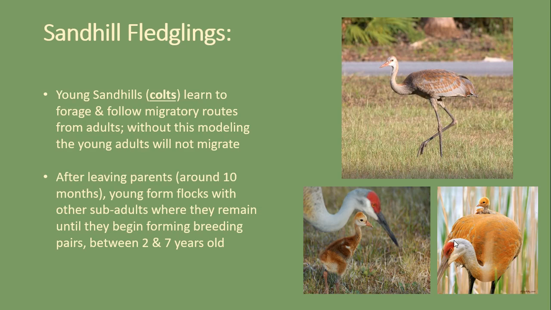Once the juveniles leave the adults and form their subadult flocks, they will remain with them anywhere between 2 to 7 years. And that just depends on the individual bird. One might find a mate at 2 years, one might not have a mate until 7 years.